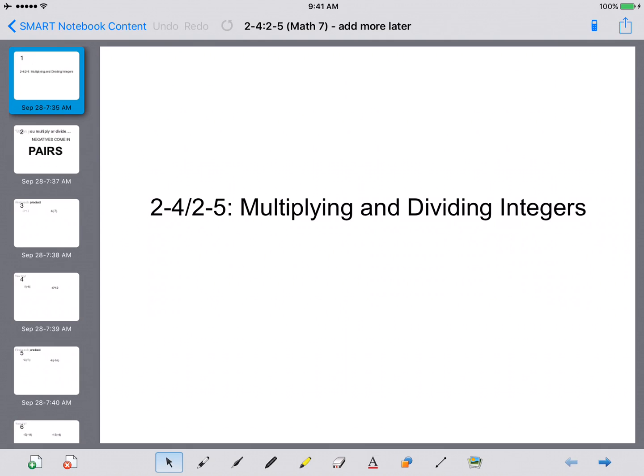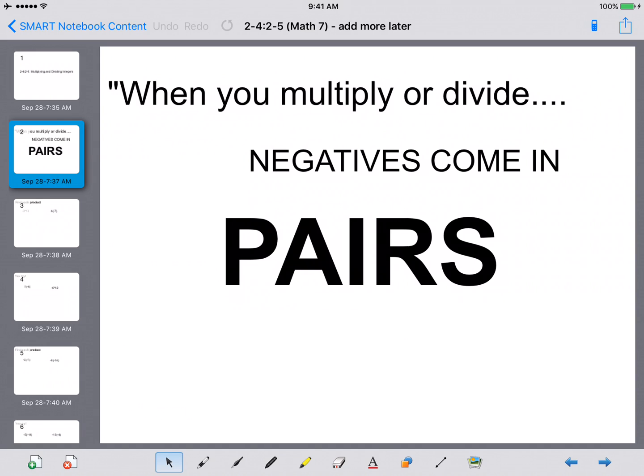So start off, if you ask any kid older than you, they're going to tell you, if you go up and say, when you multiply or divide, they're going to shout at you, negatives come in pairs. So that's something you need to just ingrain in your brain. When you multiply or divide, negatives come in pairs.